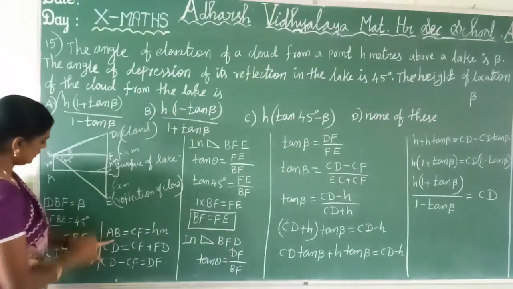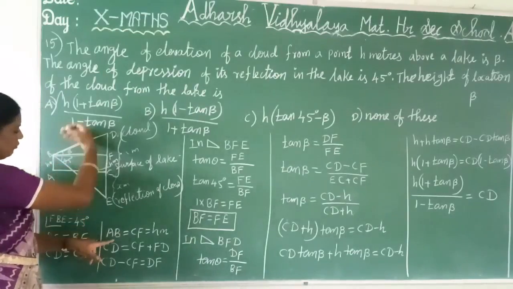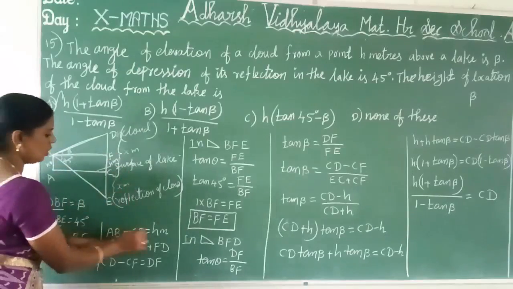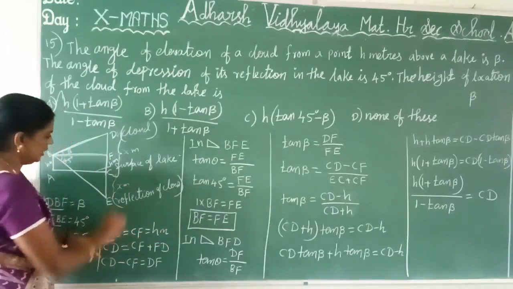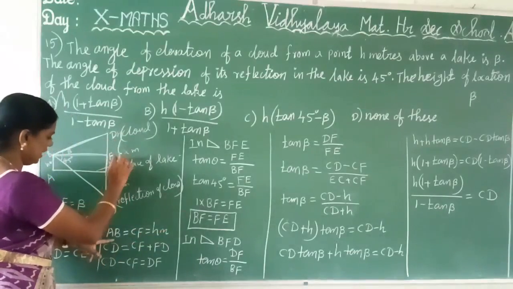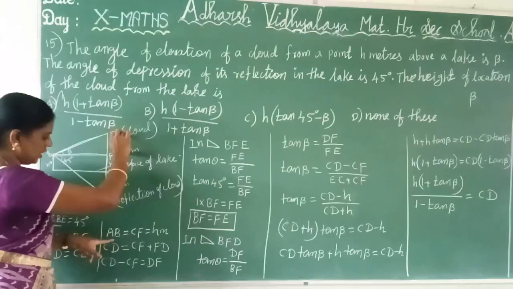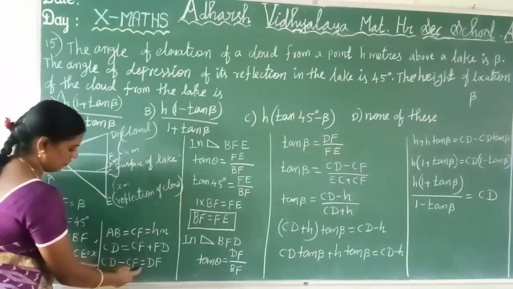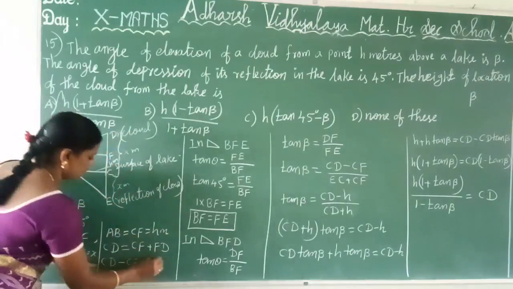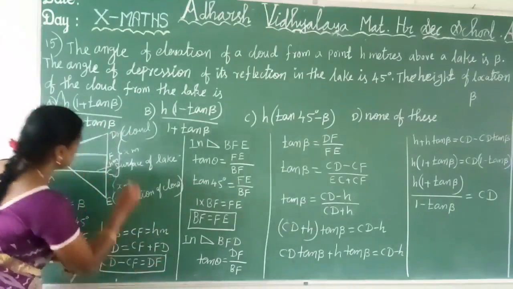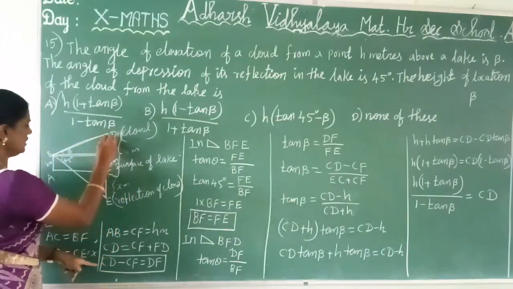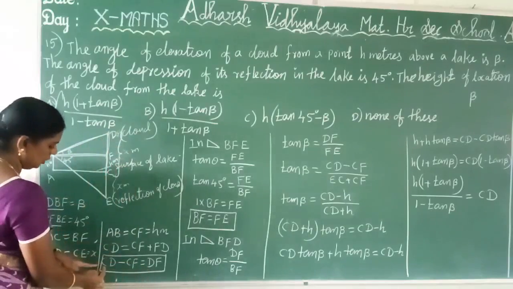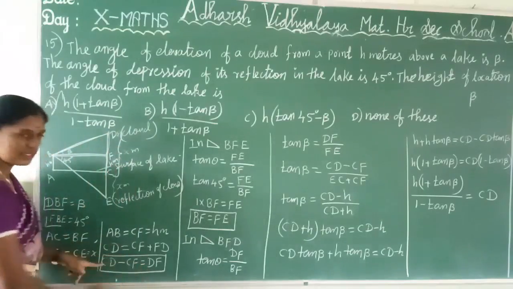Clear? Next, AB. So above the surface level is h meter. So AB is h, which means CF is also h meter. Clear? Next, CD can be written as CF plus FD. So FD we need, which means CD minus CF equals DF. Clear? So in this triangle, DF we need, so you substitute CD minus CF.